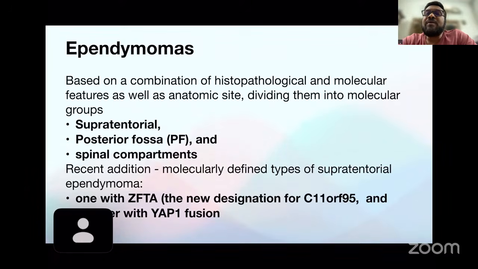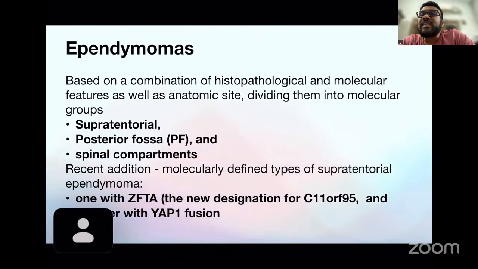And then you have ependymomas. Ependymomas, based on the combination of histopathological and molecular features as well as the anatomic site, we are dividing them into three groups. One, supratentorial, that is in the cerebrum. Then the infratentorial, that is the posterior fossa, and then those tumors arising from the spinal compartments.